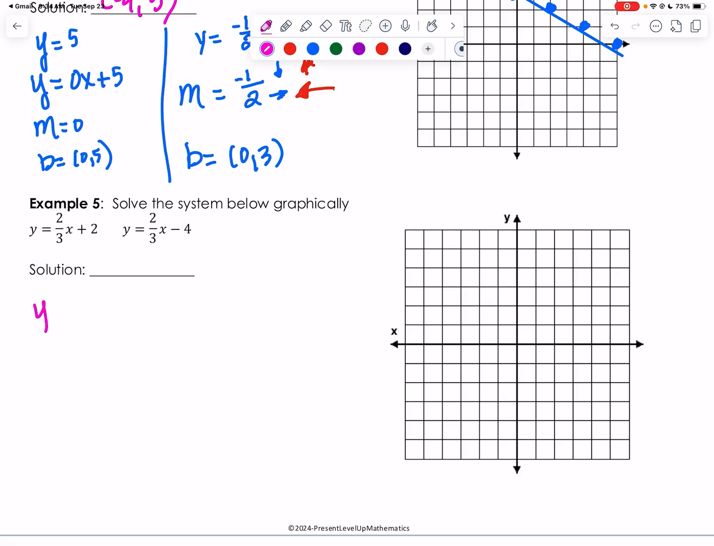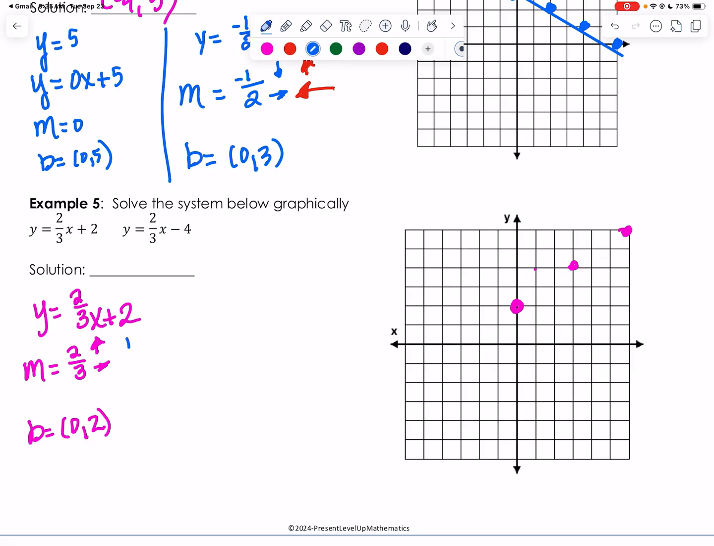All right, welcome back. Let's see how you did. All right, I started off with the first equation, and I said the slope of that first equation was 2 over 3. The y-intercept was 0, 2. So I started at 2, and then for my slope, I went up 2 and right 3. So up 2, 1, 2, 3. That's as far as I could go in that direction.